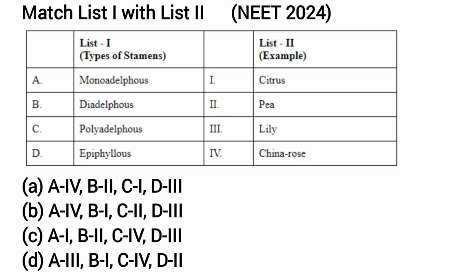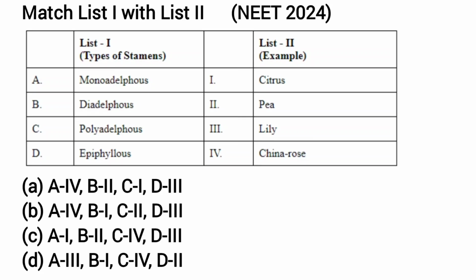Next, match list 1 with list 2. In list 1, types of stamens are given, and in list 2, examples are given. You can answer this question only when you have the knowledge about this. So in list 1, A, that is monodelphous. Monodelphous means stamens are united into a single bundle, and the example for that is China rose. So A matches with 4, and that is given in options A and B. Easily you can rule out options C and D.